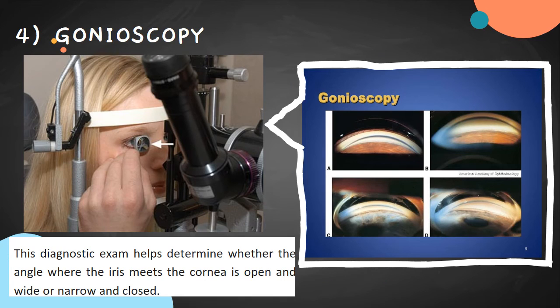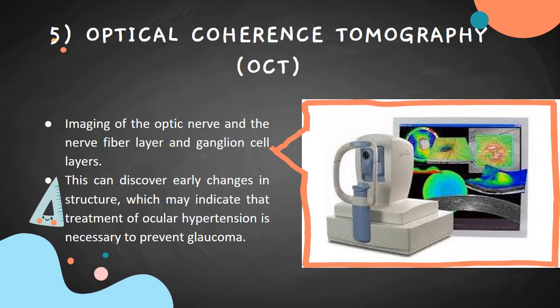This is gonioscopy. This diagnostic exam helps determine whether the angle where the iris meets the cornea is open and wide, or narrow and closed. Okay, the last one is optical coherence tomography, also known as OCT. OCT is used for imaging of the optic nerve and the nerve fiber layer and ganglion cell layers of the retina. This is a newer technique that is quick, painless, and objective. It can discover early changes in structure, which may indicate that treatment of ocular hypertension is necessary to prevent glaucoma.